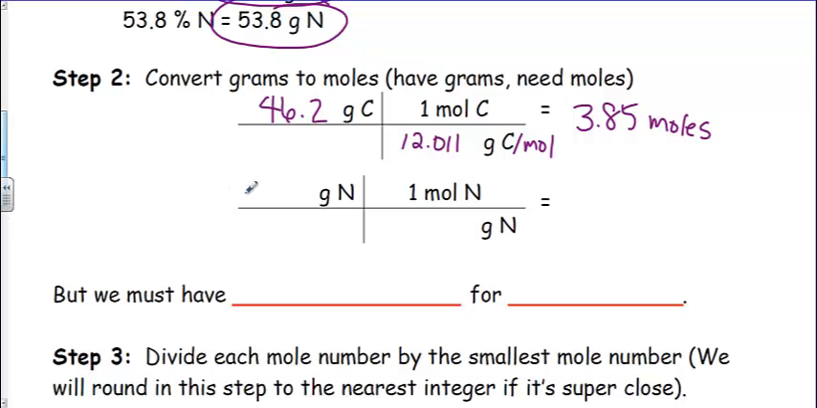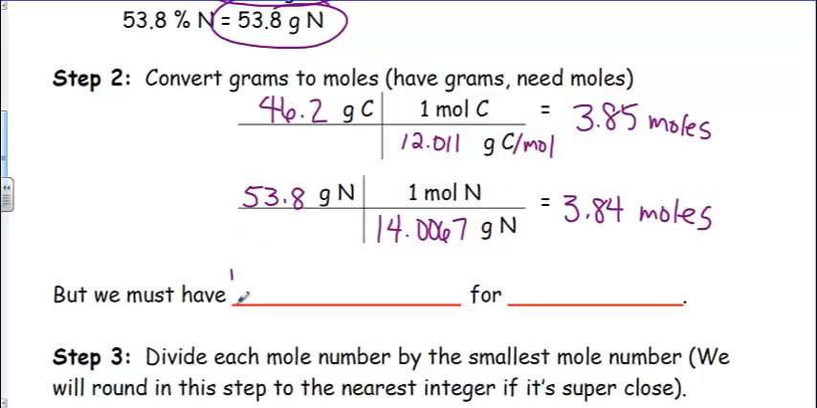Next, we're given 53.8 grams of nitrogen. In 1 mole of nitrogen, how many grams do we have? Notice the unit, grams per mole. So you have to look up the atomic mass, which is 14.0067. Divide that out. Our calculators show 3.84 moles.